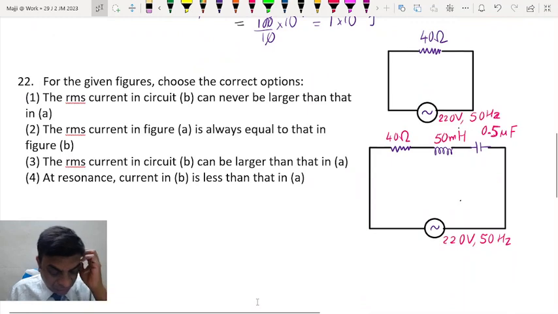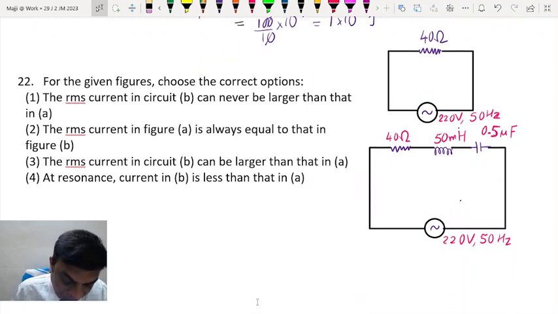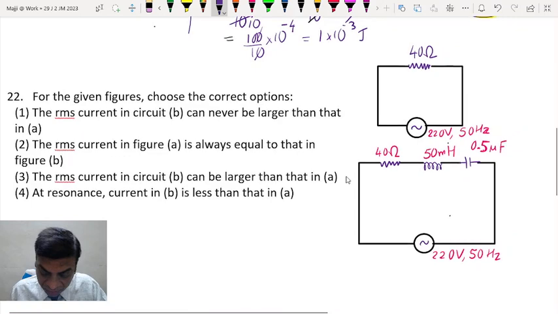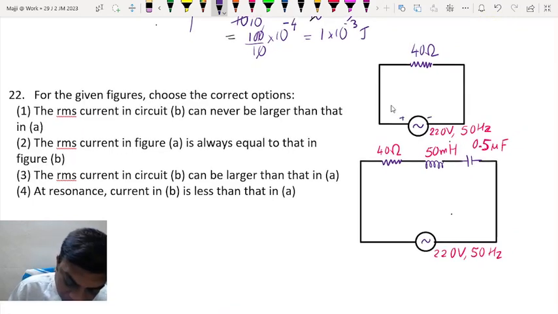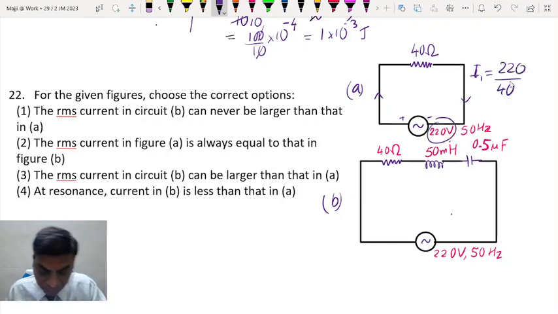For the given figures, choose the correct options. The RMS current in a circuit B can never be greater than that in A. RMS current in figure A is always equal to that in figure B. RMS current in circuit B can be larger than that in A, etc. Now you see, students, here what will be the current in the circuit A? This is A, okay, and this is B. In case of A, the current, I'll take it as I1, is 220 volt upon 40 ohm.